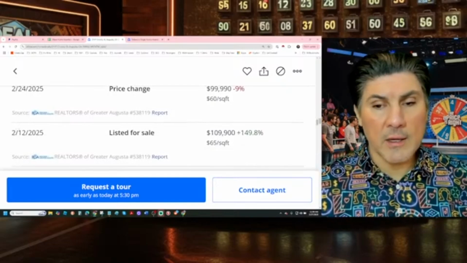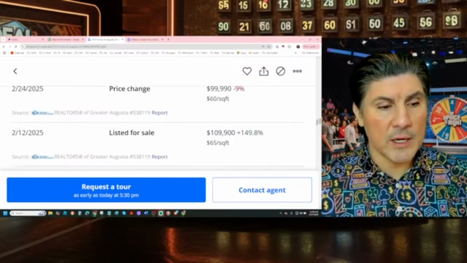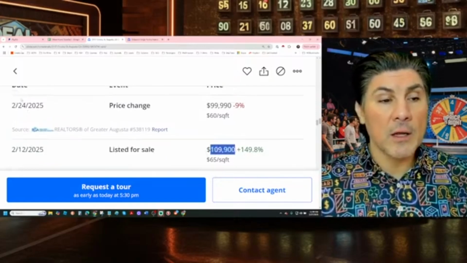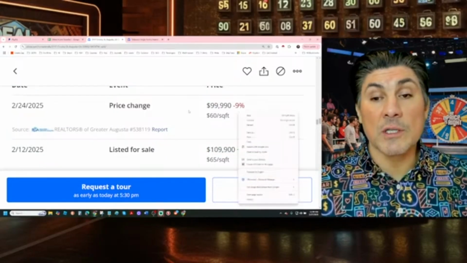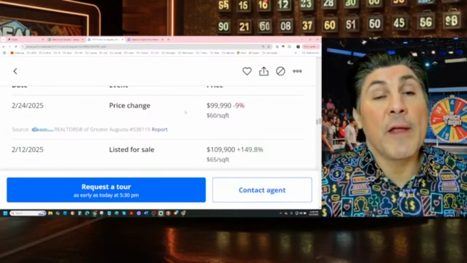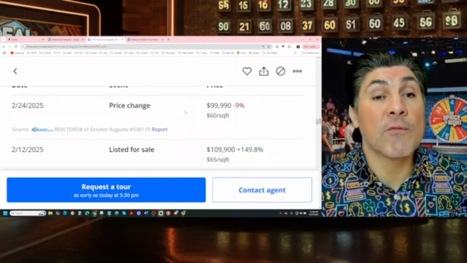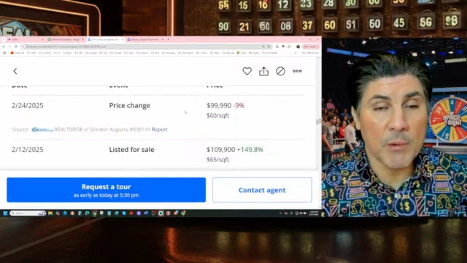So it looks like they listed it for sale on December 12th for $109, and then about a week later they reduced it to $99,000. What that tells me is we've got a pretty motivated seller. Or what that tells me is that they've already received a few offers on this property.